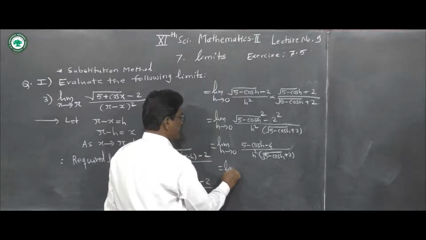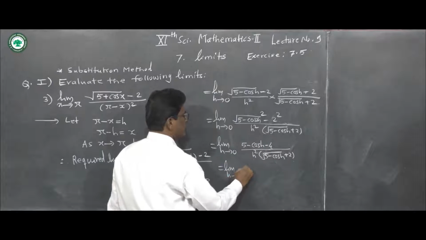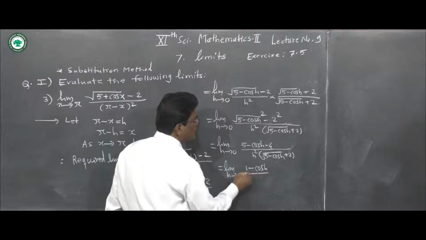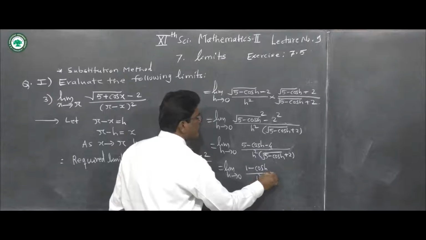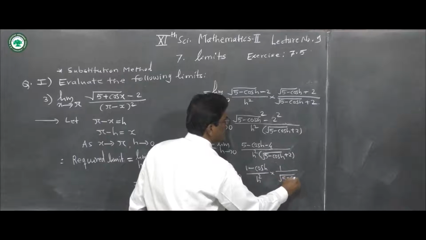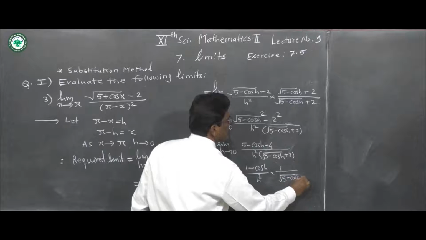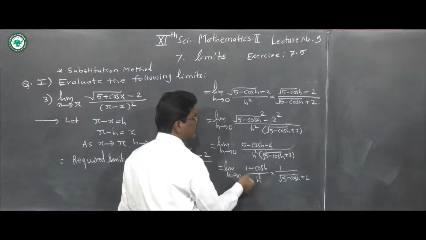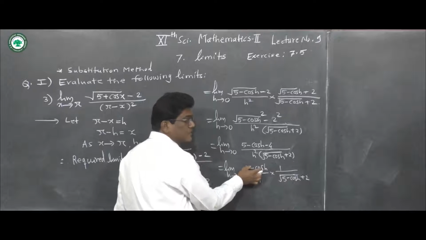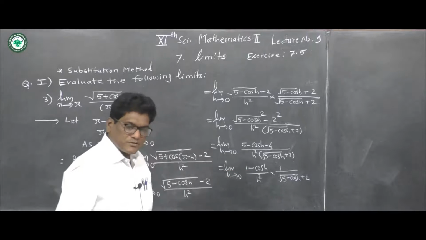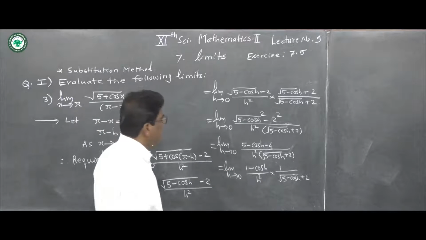So it is equal to limit as h tends to 0, (1 minus cos h) upon h square. And we write this separately, 1 upon under root of 5 minus cos h plus 2. Why do we write this separately? Because we use the standard formula for this. We write now 1 minus cos h. We have written in the first problem, 1 minus cos h is 2 times sin square h by 2.